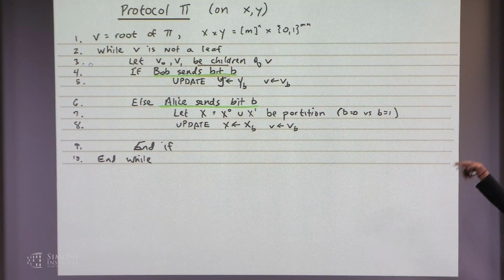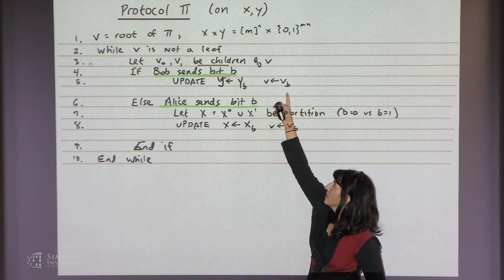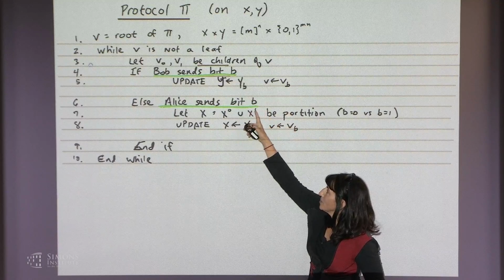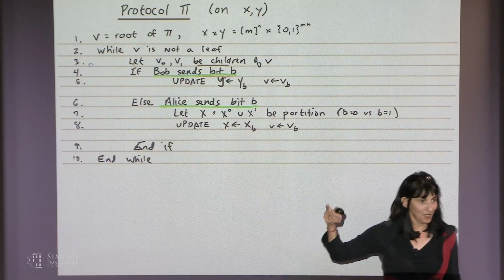Nothing's going on here. This is just, either Bob sends the next bit B, and then we update the rectangles, or Alice sends a bit B, and then you update the rectangles. That's the typical original protocol.